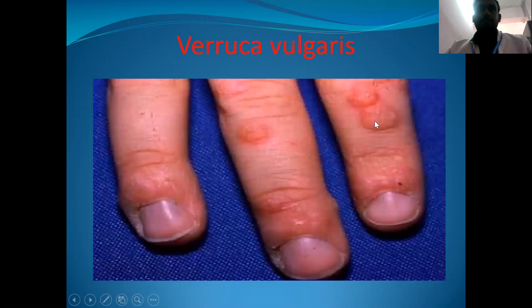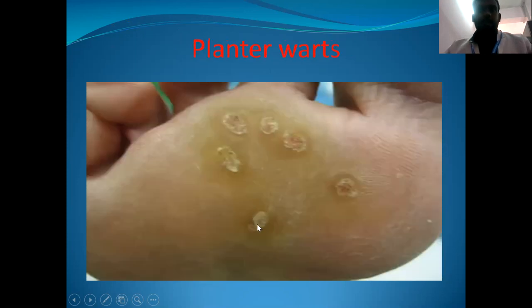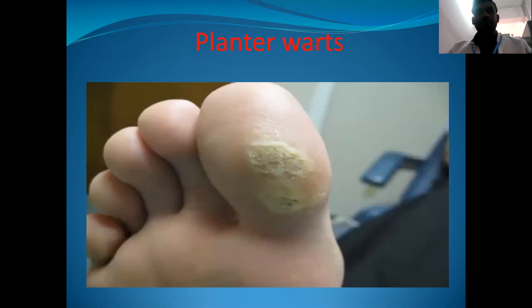These are common warts. We can see there is a dome-shaped papule with a verrucous surface. Again, these are plantar warts. Here we can see multiple keratotic papules. If we examine closely, we will see multiple thrombosed vessels or bleeding points. And if we apply lateral, horizontal pressure on these warts, it will be painful.